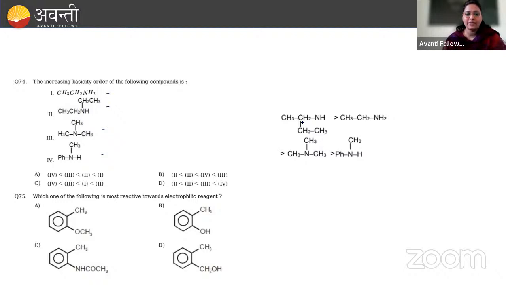So increasing order of basicity is like this way. CH3, CH2, NH, CH2, CH3. So this is which molecule? Second molecule. Okay, then this is first molecule. Then this is third molecule. And this is fourth molecule. ठीक है, तो यहाँ पे बेसिसिटी की जो ऑर्डर है ना, वो ऑर्डर हमारी इस तरह से होगी. ठीक है, एनी डाउट्स इन दिस?